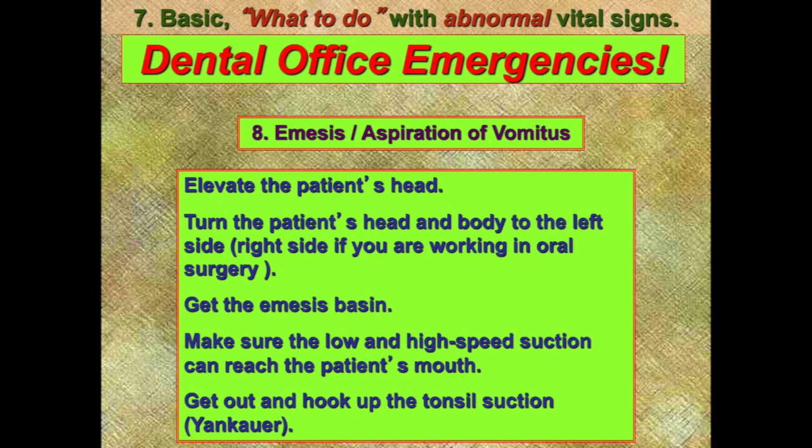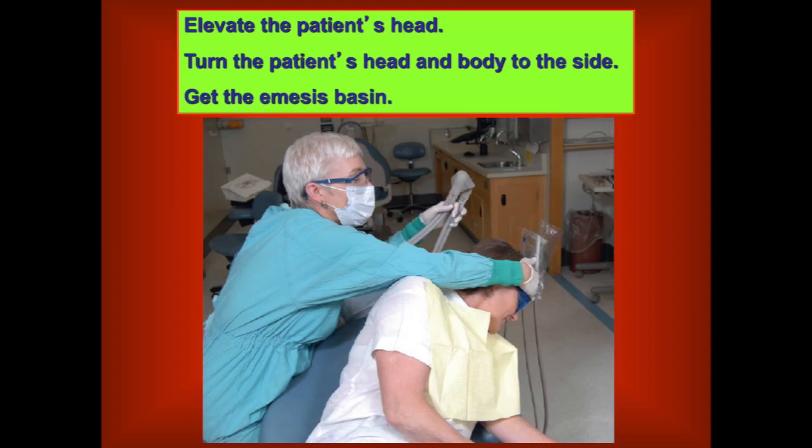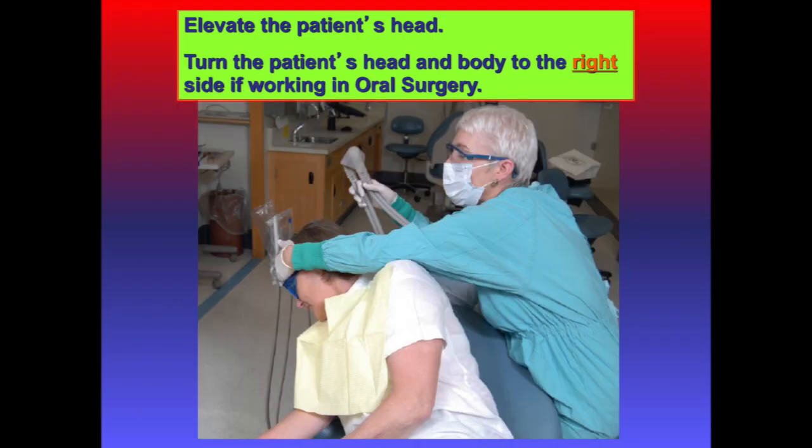Get the emesis basin, get out your suctions, your low and your high speeds, have them ready to go and working to be able to suction and keep that stuff from going down and the patient potentially aspirating that. So here we are turning the patient's head to the left, or to the right if you're working with an oral surgeon.